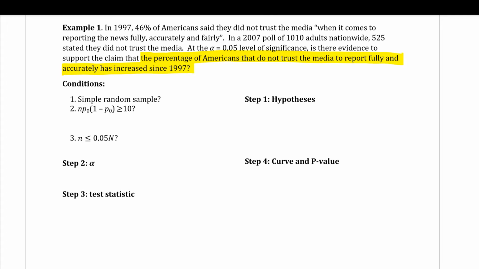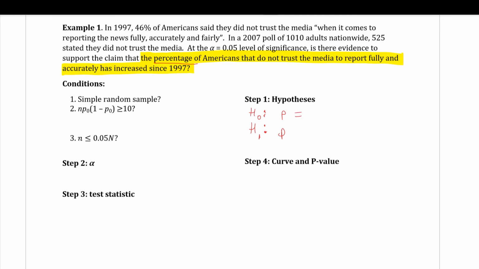Okay. And we are in the section of proportions. So it's obviously that we're going to talk about proportions here. But the key word that tells us that we're talking about proportion here is the word percentage. The percentage of Americans that do not trust the media to report fully and accurately has increased since 1997. So if we're talking about proportion, let's start with our hypothesis statements. That's H0, H1. And then we have a proportion, because that's the parameter we're talking about. In the null hypothesis, it always has an equal sign.